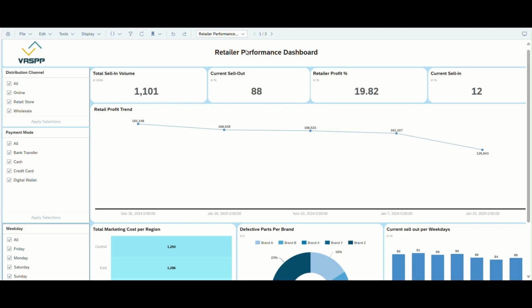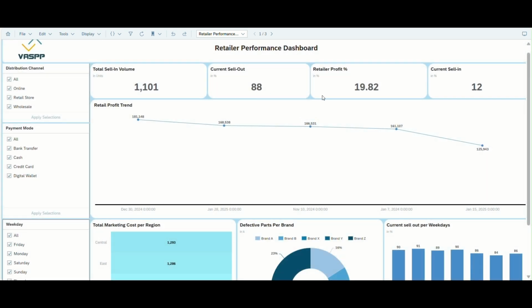Welcome to the first page of the Trade Management Dashboard. Retailer Performance Dashboard, a strategic tool designed to help consumer brands, distributors, and supply chain leaders unlock deeper insights into retail execution, sell-through performance, and profitability.